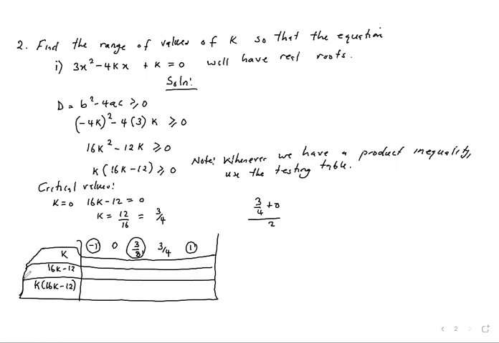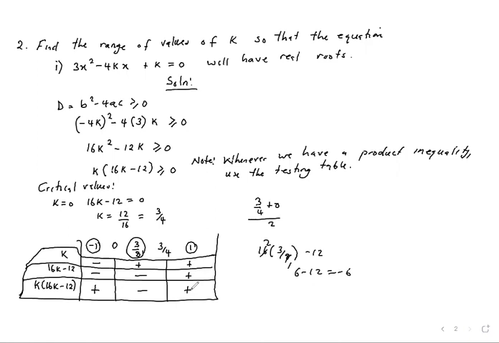So we're testing now. When k is -1, we have a negative here, we have a negative here, so the product will be positive. When k is 3/8, we have positive here, and then 16 times 3/8 minus 12, that's 6 minus 12, which is -6. We just want the negative, so the product will be negative. And then positive here, so we get positive.